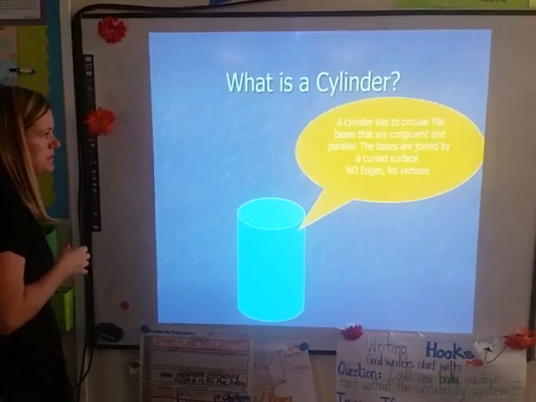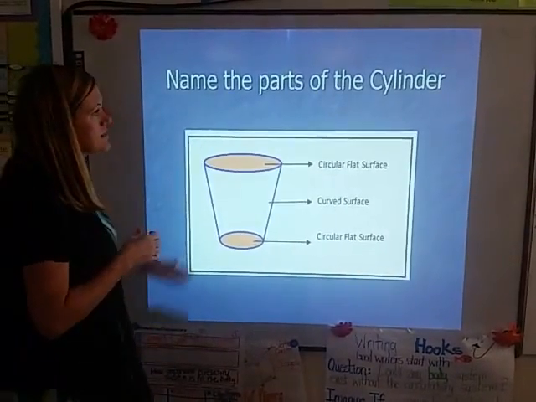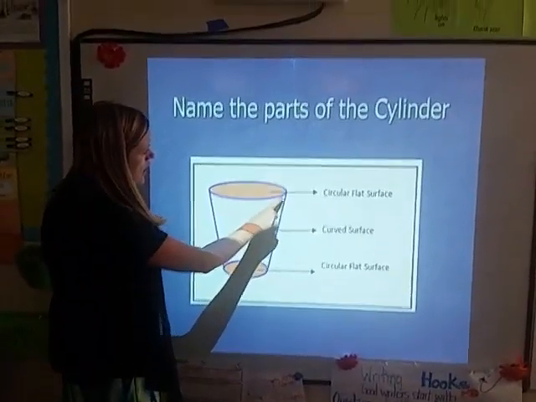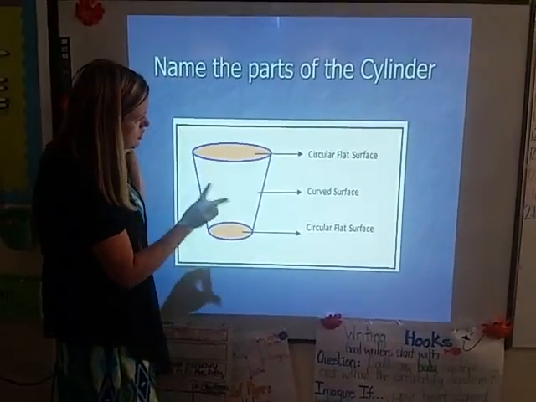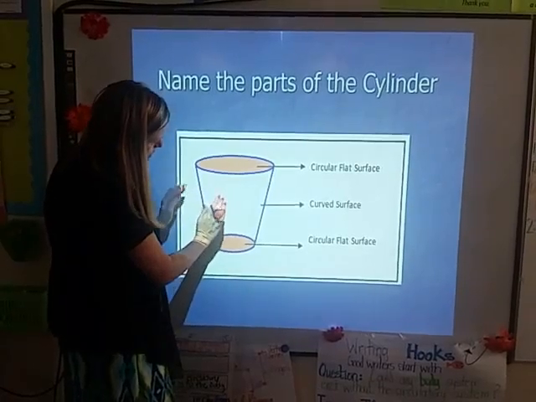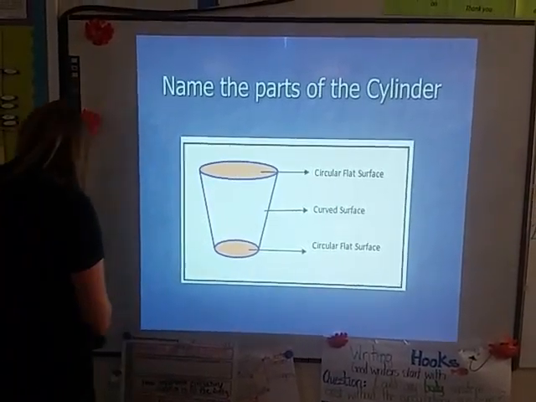in prisms and pyramids. So here's another example of a cylinder. Bases are not congruent, but they're both circular, and there's two of them. And again, you can see our surface is a curved surface.